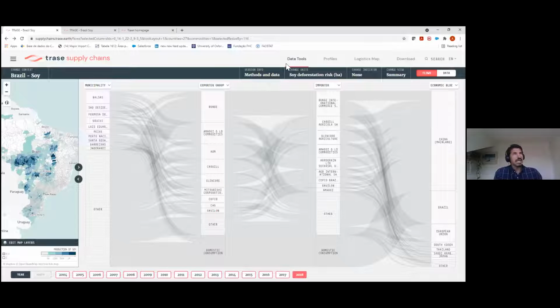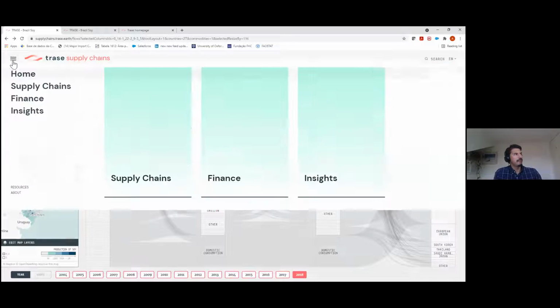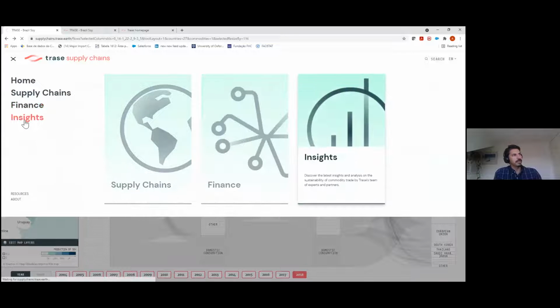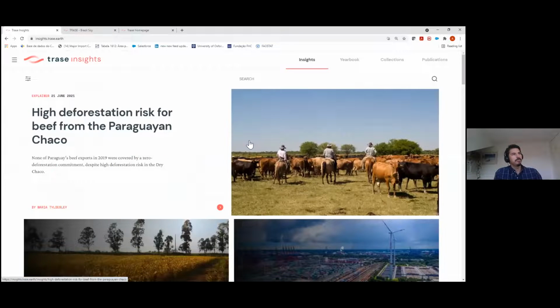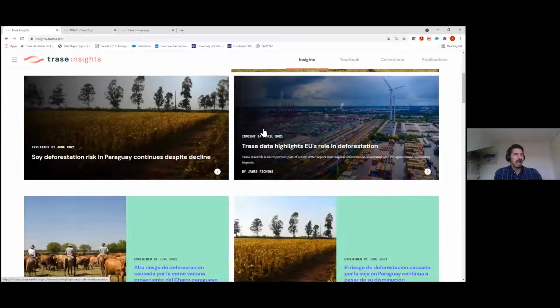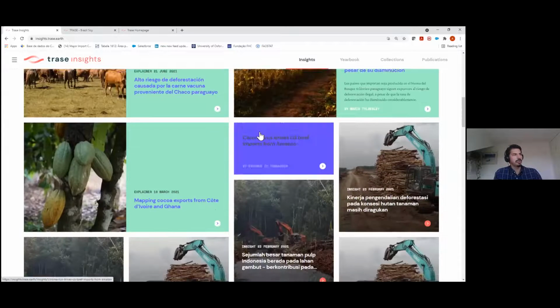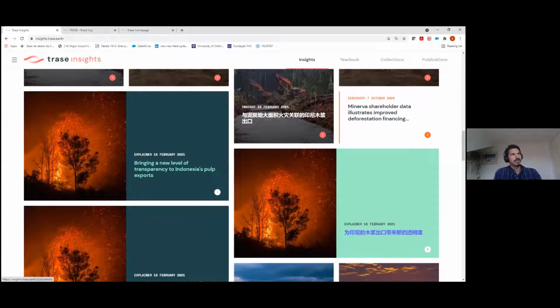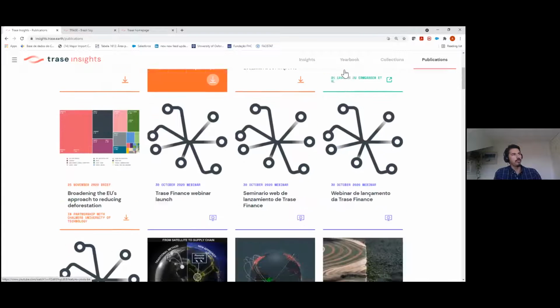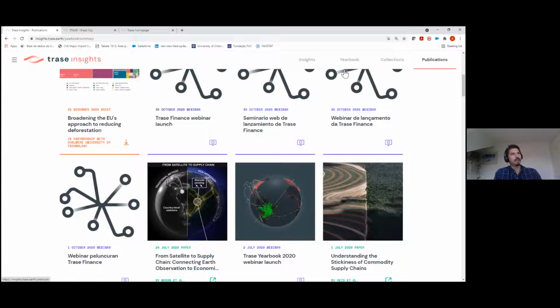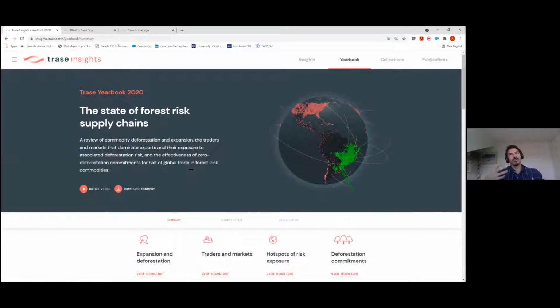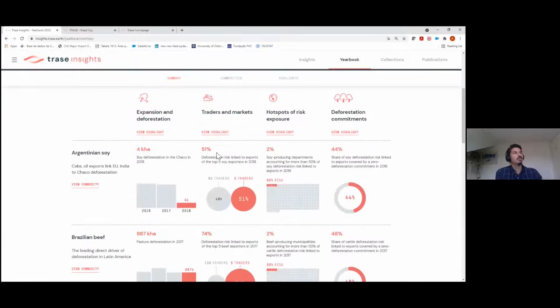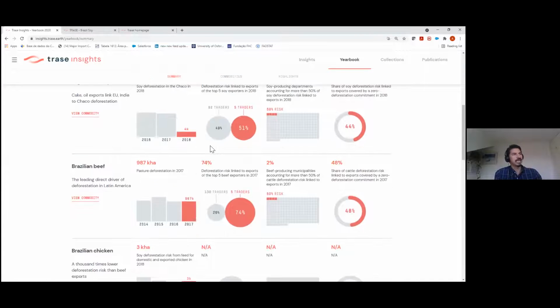And we also have in the platform this insights page, with some analysis and some of the studies that we produced. You can access them here. We have the insights, we have the publications, all available, and we also have a yearbook that brings all the analysis, all the insights that we had last year, for example, combined in one place so that you can access all the information.